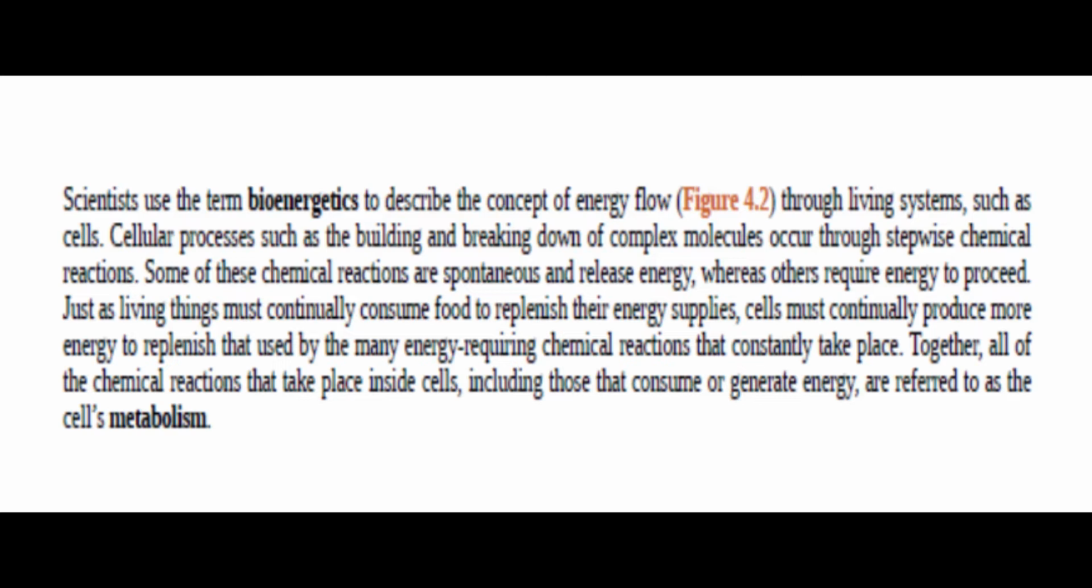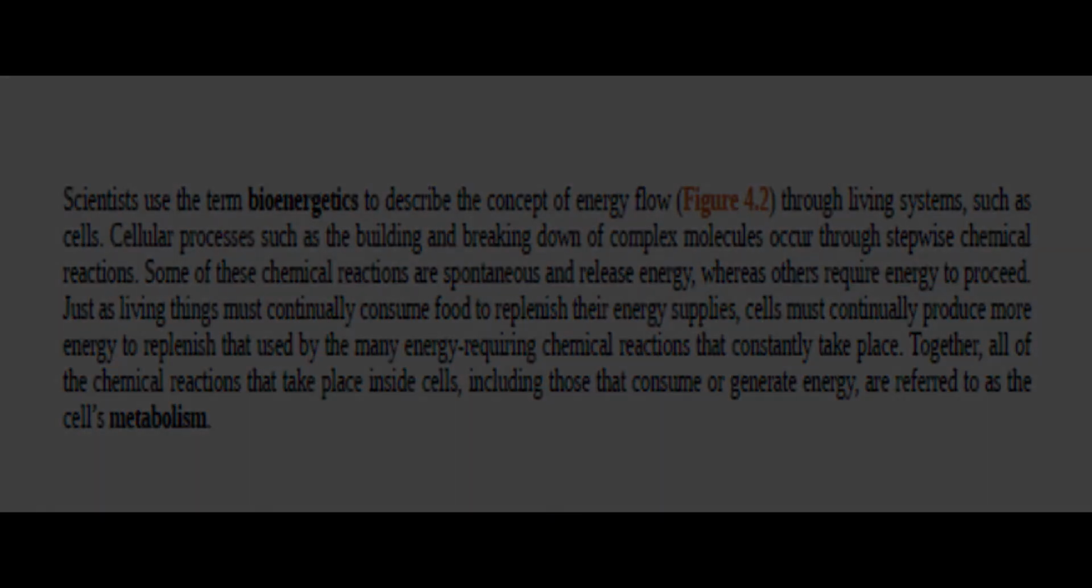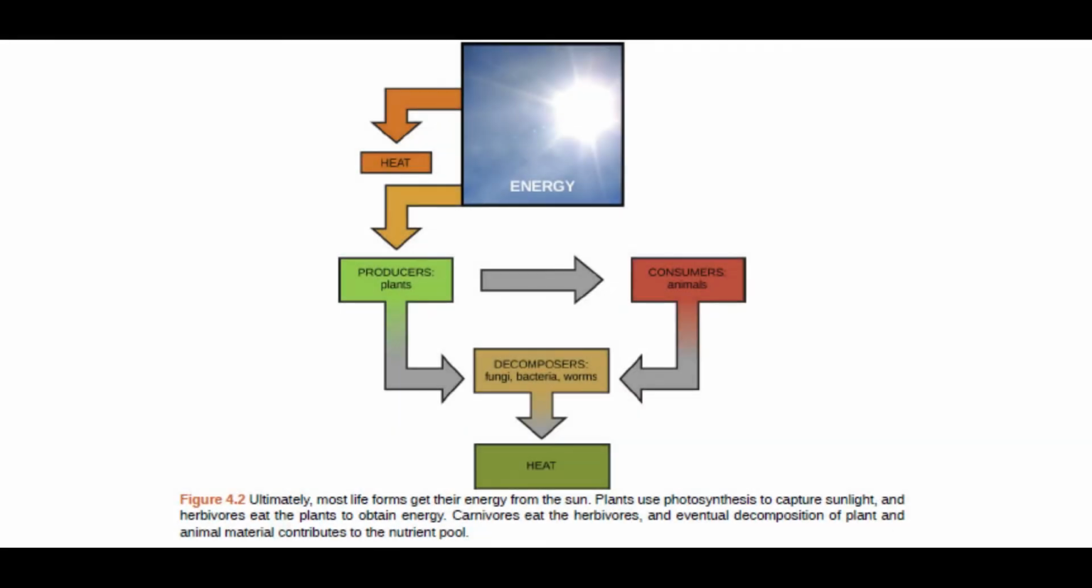Together, all of the chemical reactions that take place inside cells, including those that consume or generate energy, are referred to as the cell's metabolism. Figure 4.2. Ultimately, most life forms get their energy from the sun. Plants use photosynthesis to capture sunlight, and herbivores eat the plants to obtain energy. Carnivores eat the herbivores, and eventually decomposition of plant and animal material contributes to the nutrient pool.